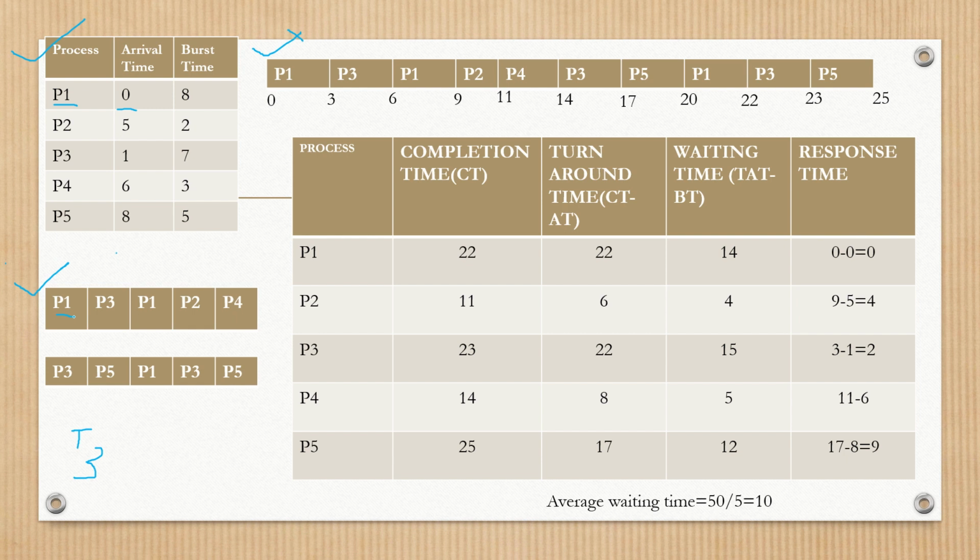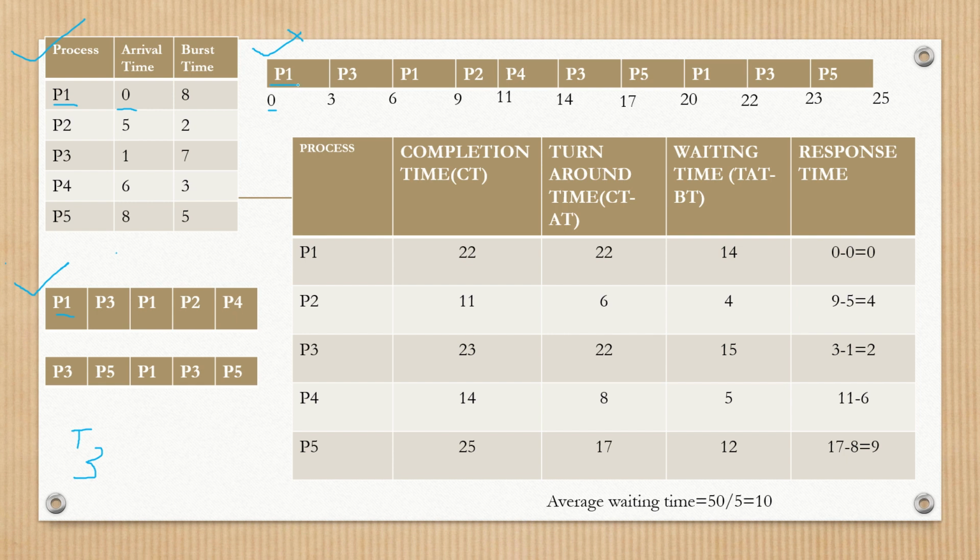So P1 is inserted into the ready queue at time 0. At this particular time 0, the only process available in the ready queue is P1, so that process is allocated to the CPU. That is, it is inserted in the Gantt chart. Whatever is inserted in the Gantt chart is the process being executed by the CPU at that time. So at time 0, process P1 is going to execute.